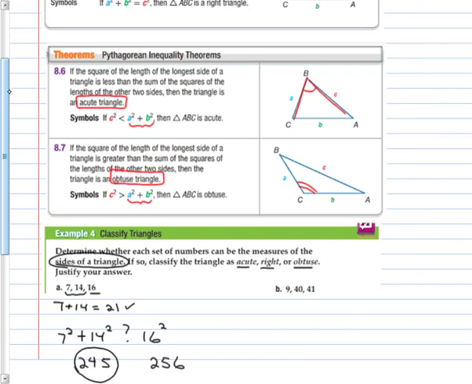Right back over here, when I add them, if they're less, it's obtuse. Add them and it's greater, then it's acute. Or you can turn it around. I've kind of been saying it backwards from how they wrote it. If the longest one squared is less than the sum of the other two, it's acute. If the longest one squared is greater, it's obtuse.